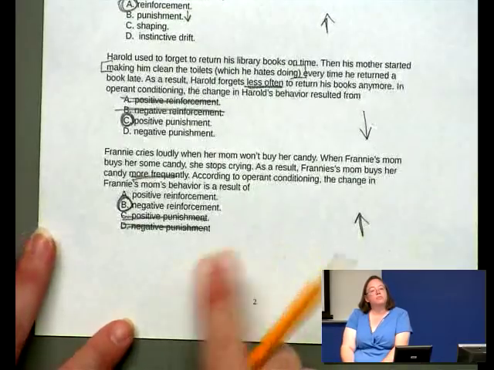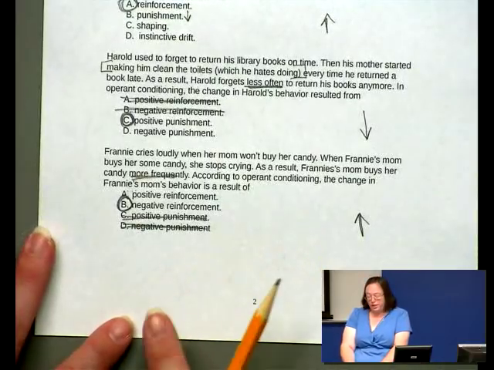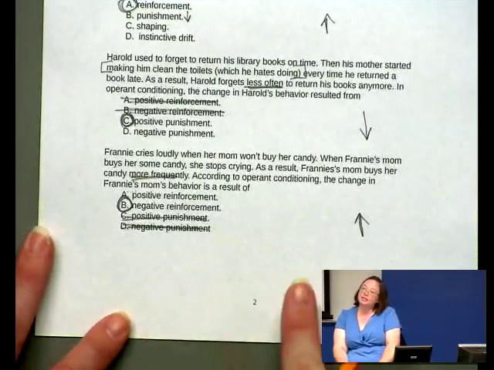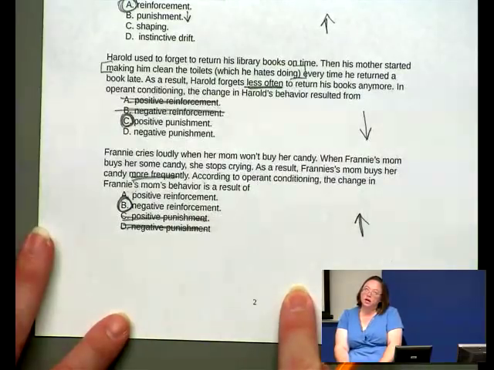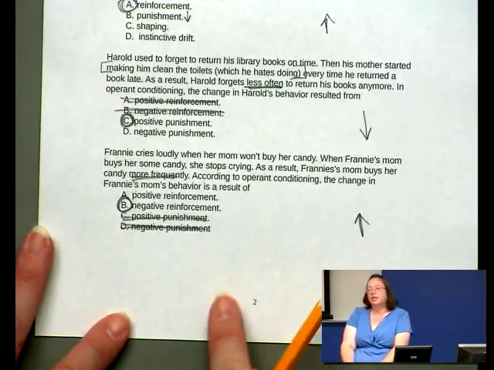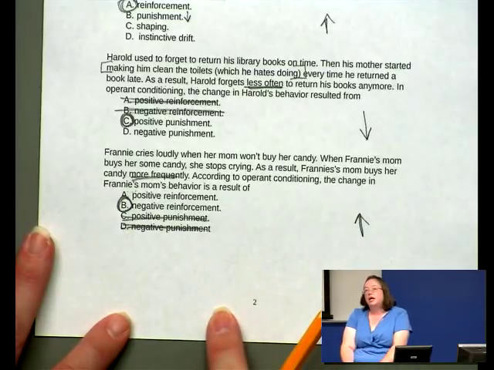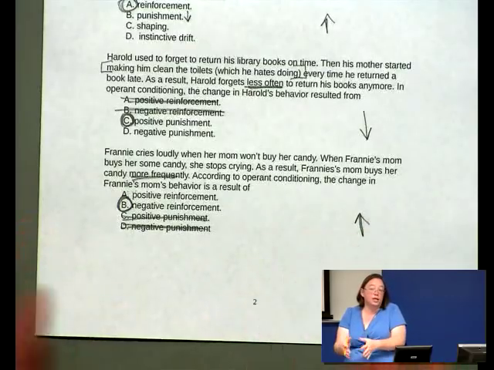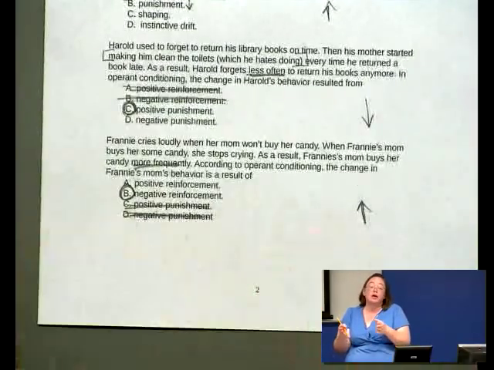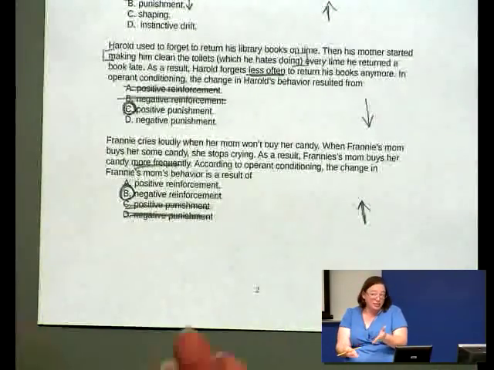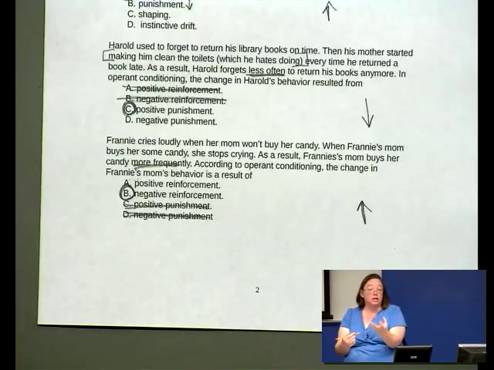If we look at this from Franny's point of view, Franny cries, she gets candy. So every time Franny cries, she gets candy, she's going to cry more often because in her case, for Franny, not Franny's mom like we did here, Franny is getting a positive reinforcement because every time she cries, she gets something that she likes. So she's going to be crying more often in order to get that treat, that candy.